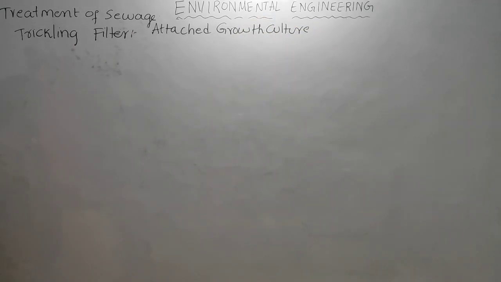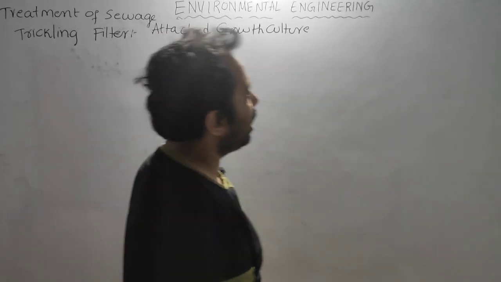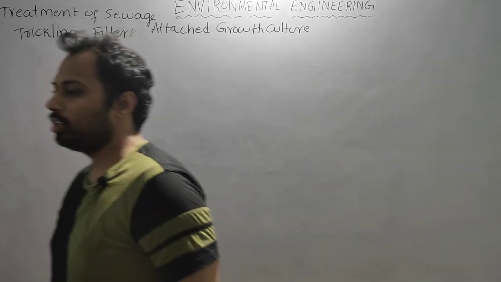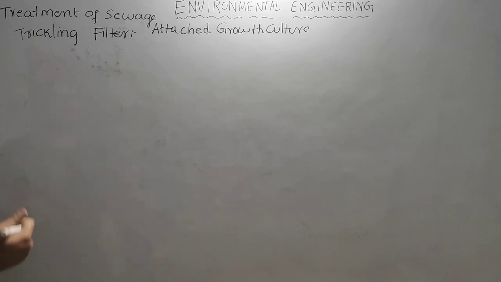So here, a trickling filter generally consists of a bed which is highly permeable. It will have a bed and a rotary arm which will distribute the sewage uniformly on this filter bed. These trickling filters are classified basically into two types.